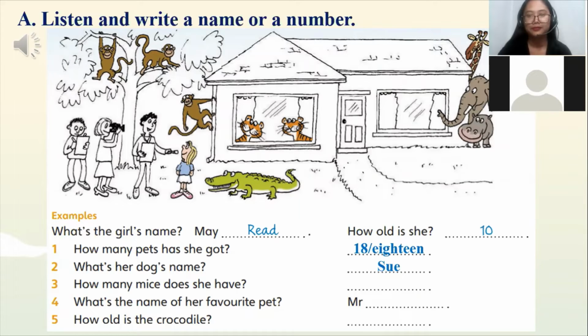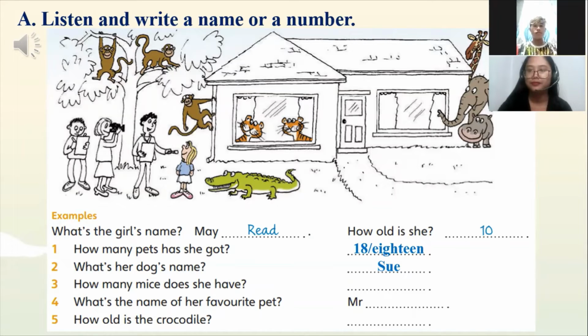5. And how old is your crocodile? He's 14. Sorry? He's 14 now. What does he eat? He loves sausages. 5. Okay, so that's it, Russell. Now, Russell, let's answer some questions. Are you ready? Yes, teacher.